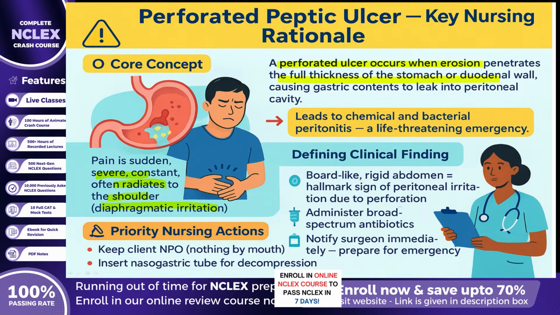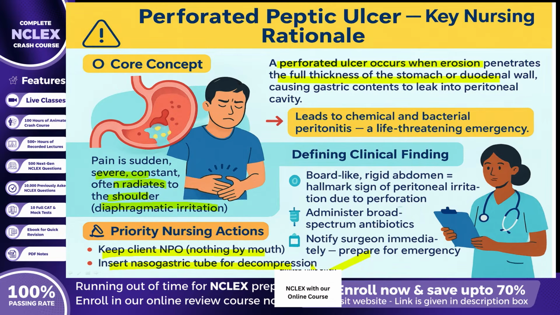circulatory collapse. At this point, the nurse's immediate priorities become clear. Keep the client nil per os to prevent further leakage, insert a nasogastric tube for decompression, establish large-bore intravenous access for aggressive fluid resuscitation, administer broad-spectrum antibiotics as prescribed, and notify the surgeon without delay for emergency surgical intervention.